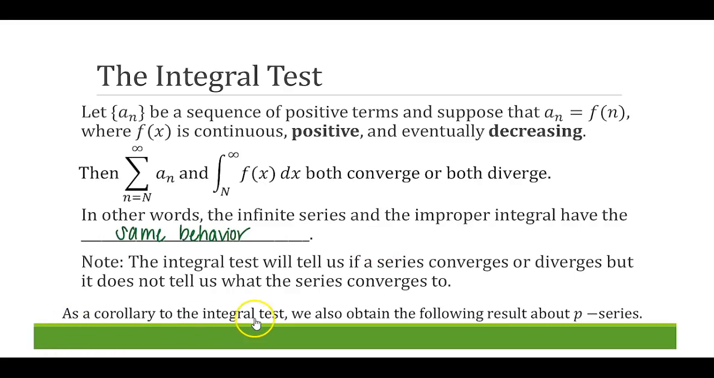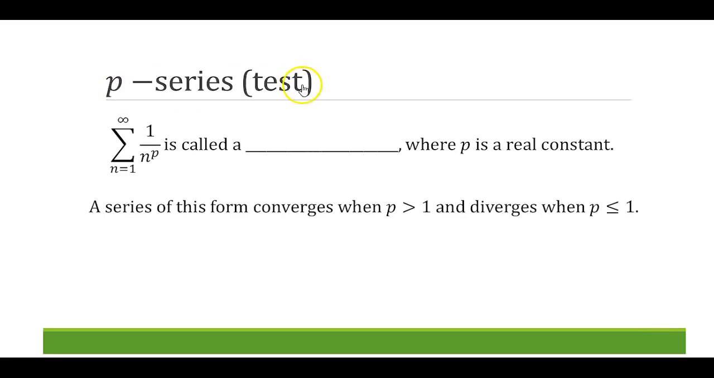As a corollary to the integral test, we obtain the following result about p-series. P-series test. The sum from n equals 1 to infinity of 1 over n to the p is called a p-series, where p is a real constant. A series of this form converges when p is greater than 1 and diverges when p is less than or equal to 1, similar to the conclusion for improper integrals of the same form.